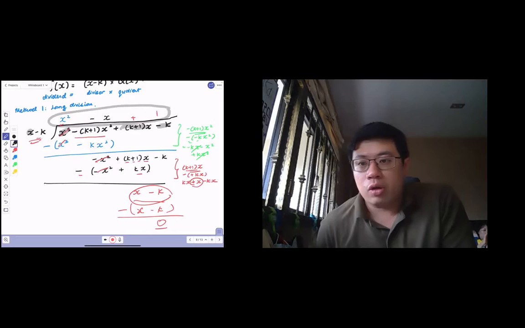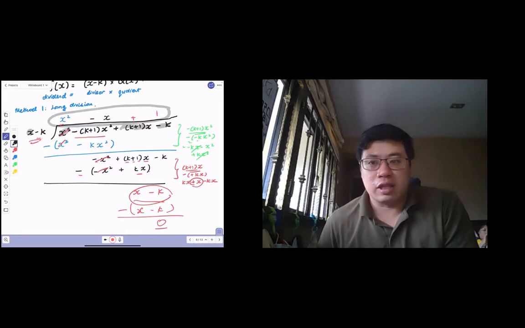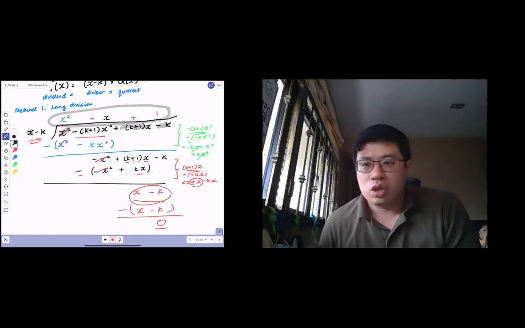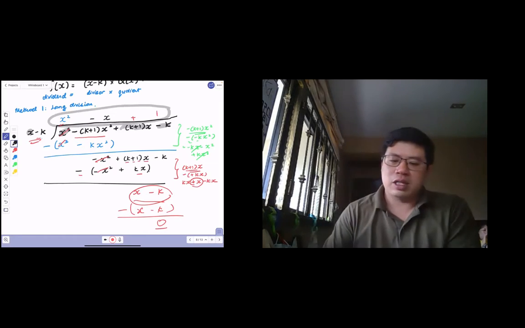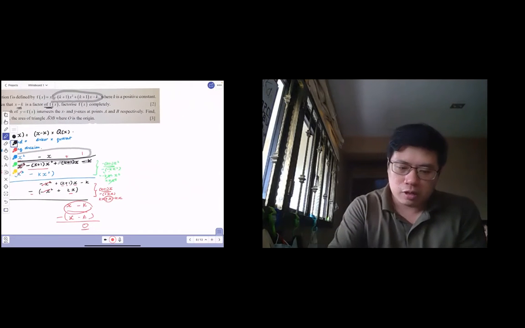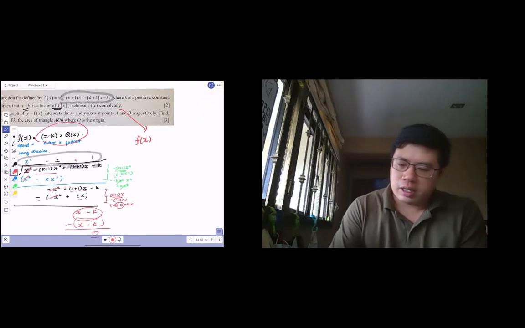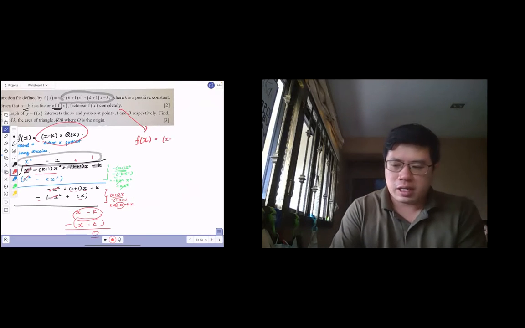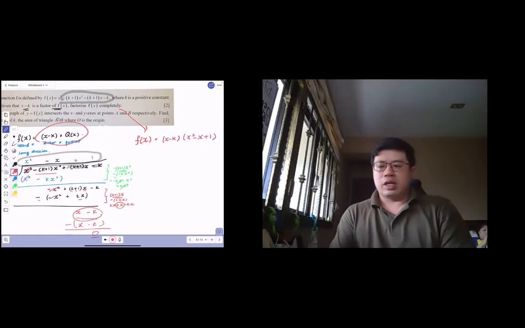So that's the good thing about long division. When you get a remainder of 0, you know that you have arrived at the correct answer. So with that, we are done. Our f(x), based on this portion, is written as x minus k, x squared minus x plus 1. This is our answer.